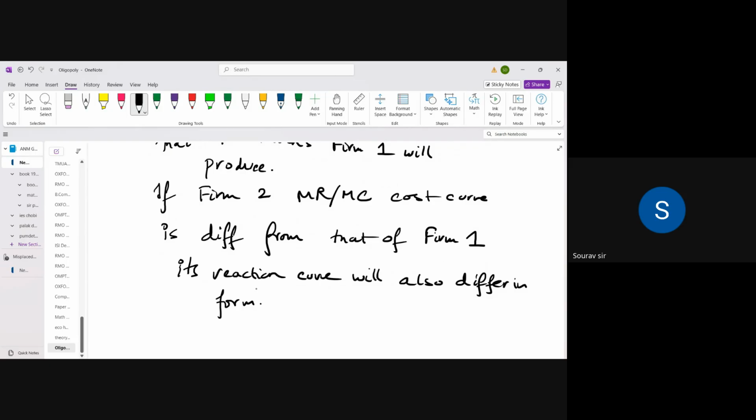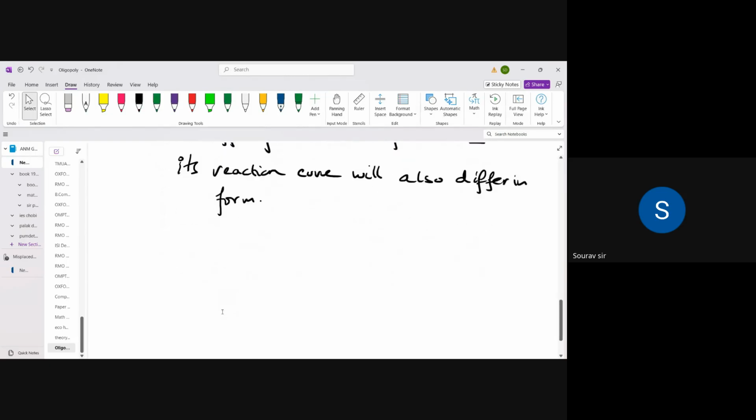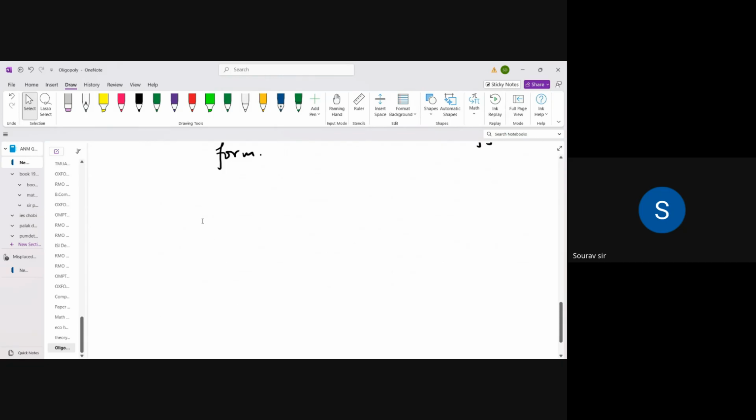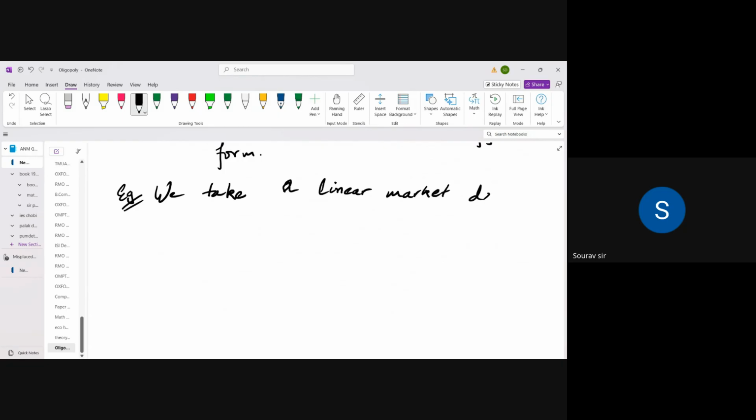Now let's walk through an example. The mathematics which we did directly, I did the sum with you. But what is the computation? Suppose we take a linear market demand. Ma'am, sorry.